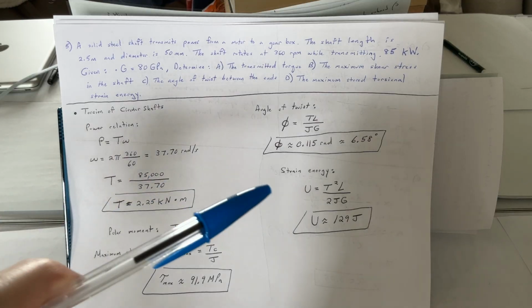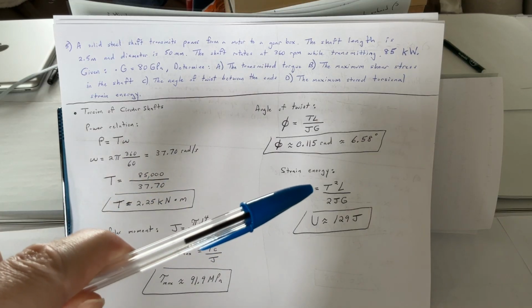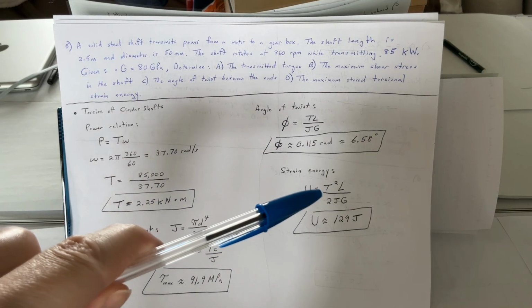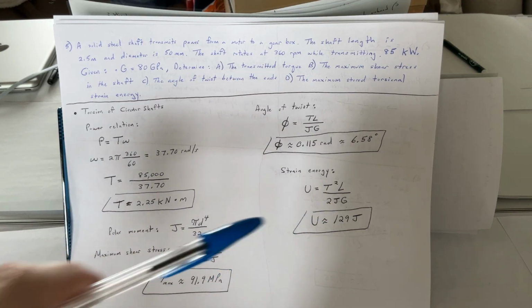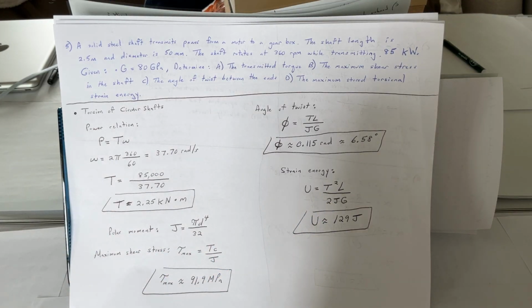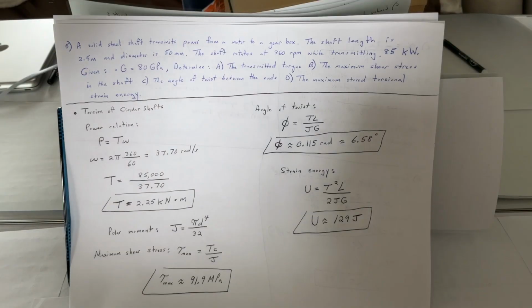Okay, so the strain energy is going to be U equals T squared L over 2JG, and that U is going to be about 129 joules. So that takes care of number 5. Let's move to number 6.